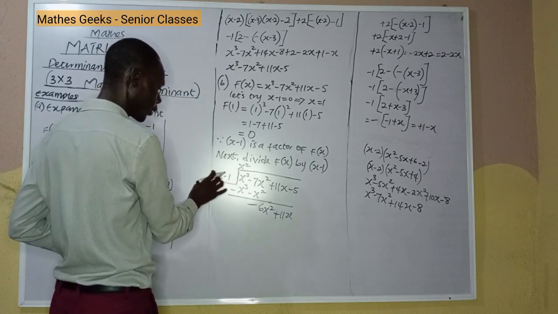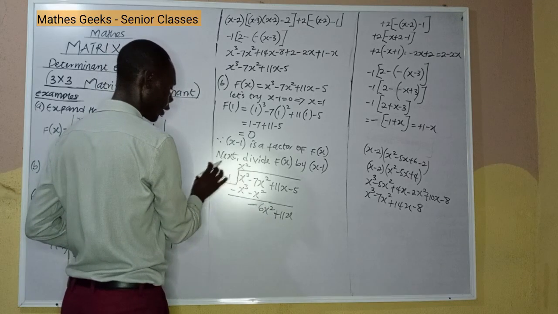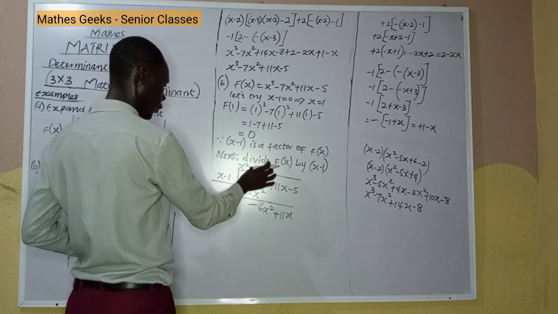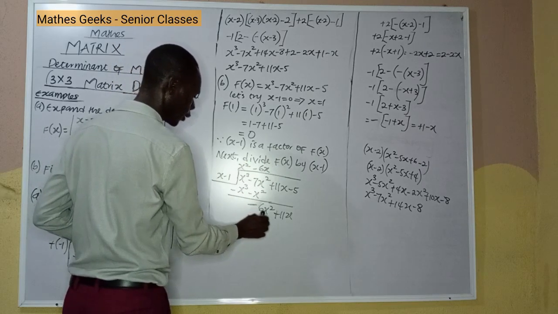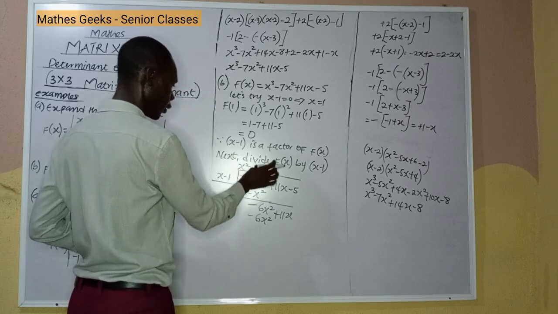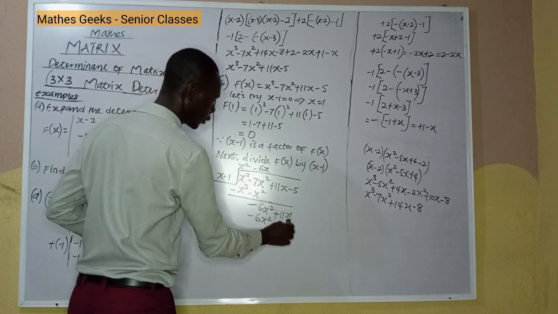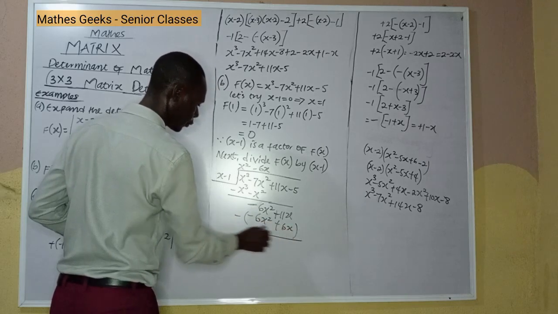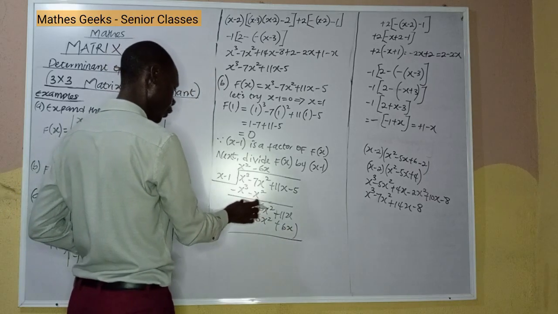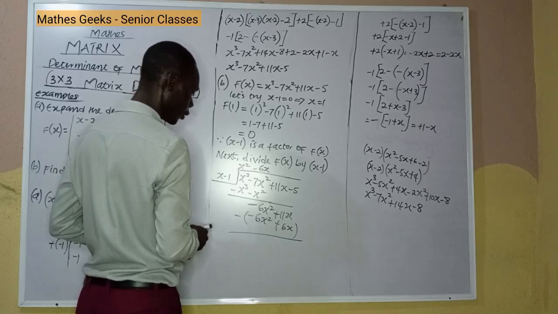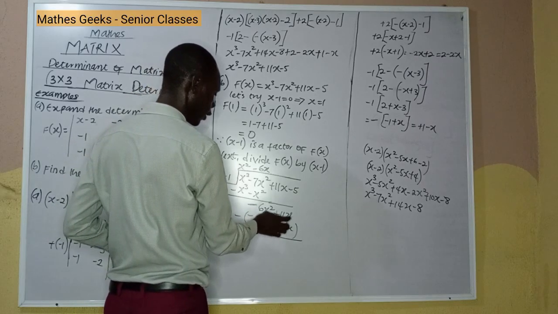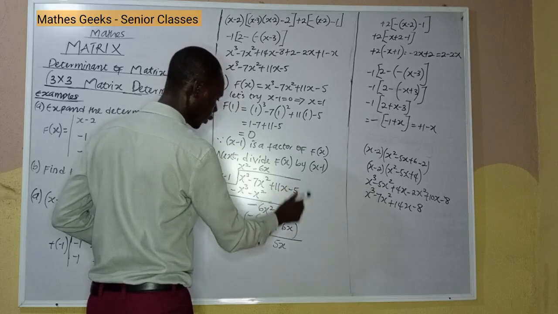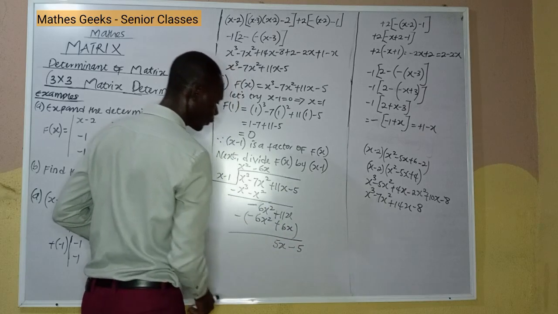Next thing, we divide minus 6x squared by x, which will give us minus 6x. Minus 6x times x will give us minus 6x squared. Minus 6x times minus 1 is plus 6x. We subtract. Minus minus is plus. Minus 6x squared plus 6x squared is 0. Minus plus is minus. 11x minus 6x is 5x. Bring down your minus 5.